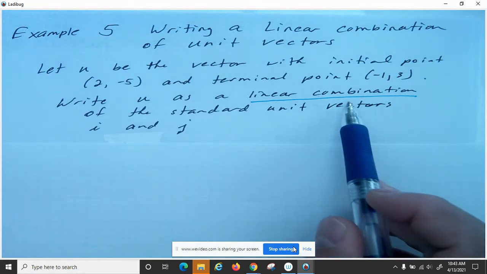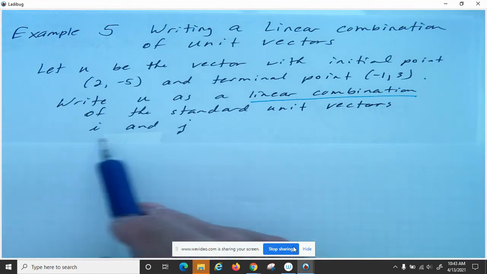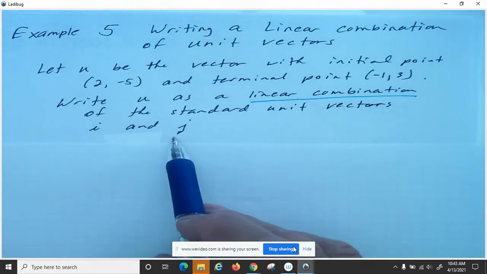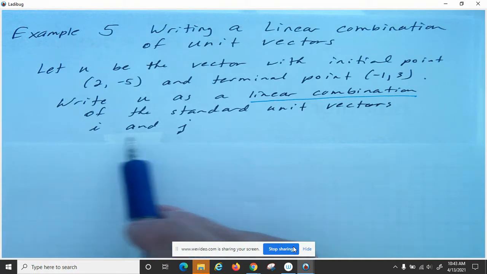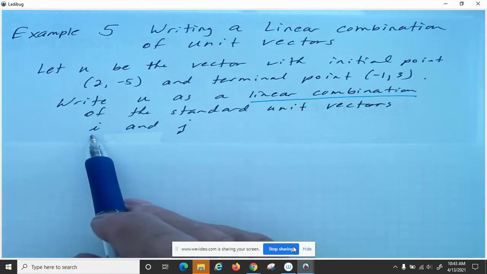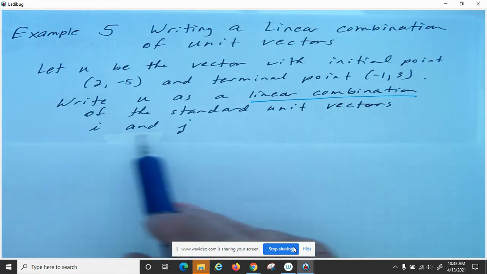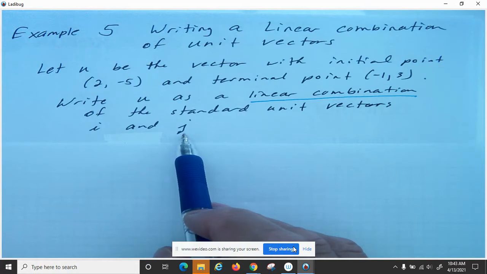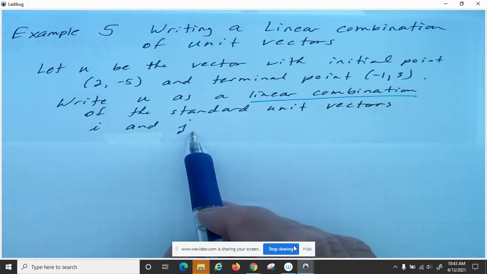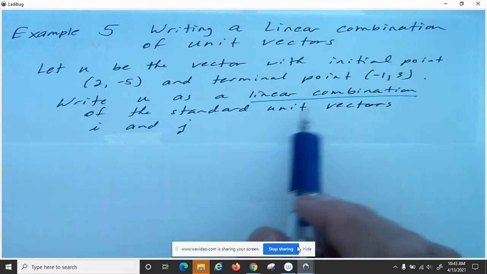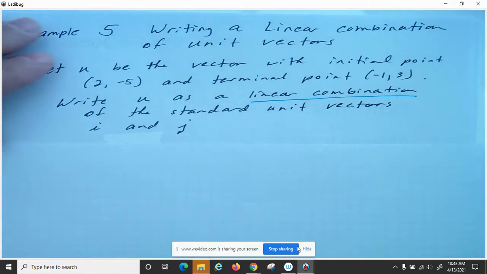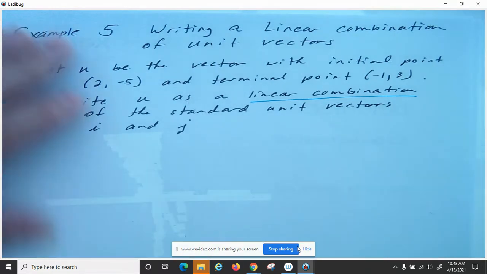Now, we have not talked about what a linear combination is, and we haven't talked about i and j. i and j are vectors. This is going to be your horizontal component, and this is going to be your vertical component. Okay, so I'll explain that as we go along. All right, so first thing I want to do is I'm going to go ahead and draw out this vector.